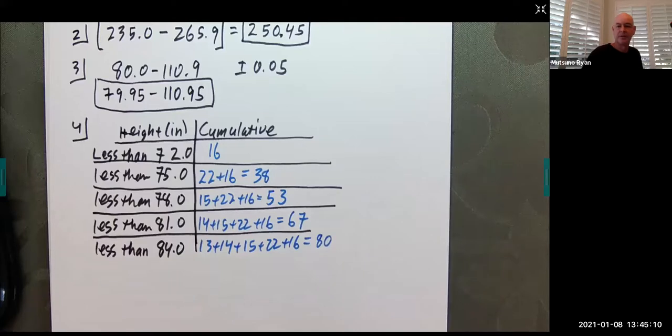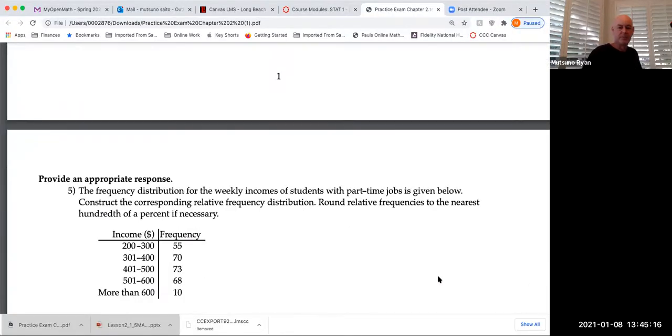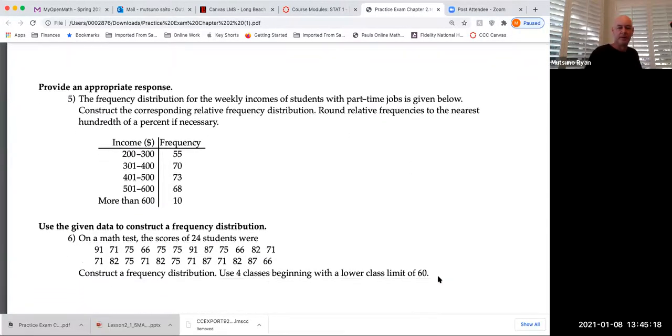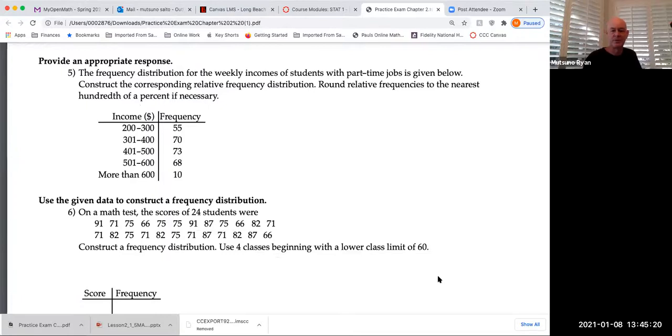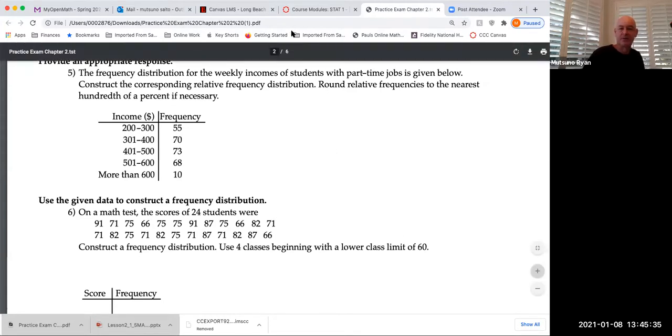Next up, we have number 5. And here we have a frequency distribution for weekly incomes of students with part-time jobs. And we're going to construct a relative frequency distribution. Relative means that we're going to have percents as we look at this. So I'm going to switch back and fill this in.